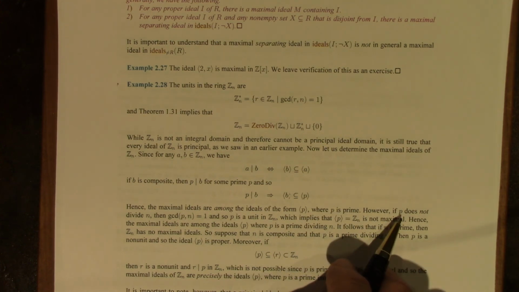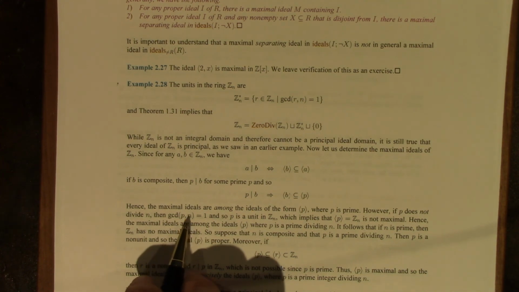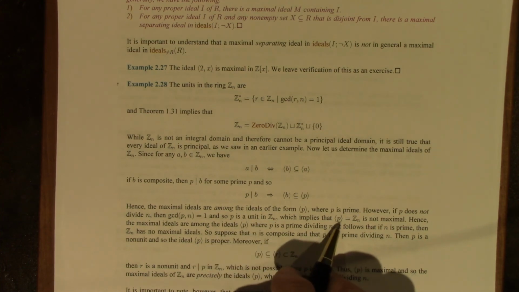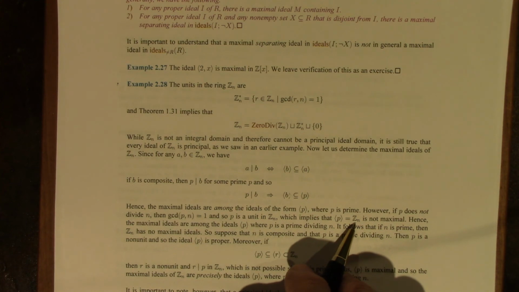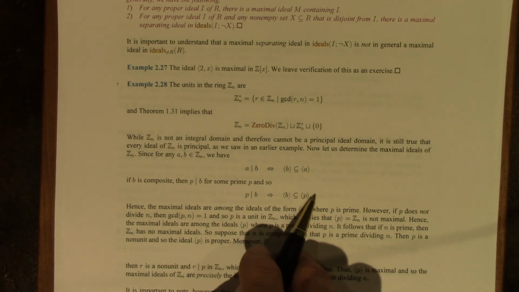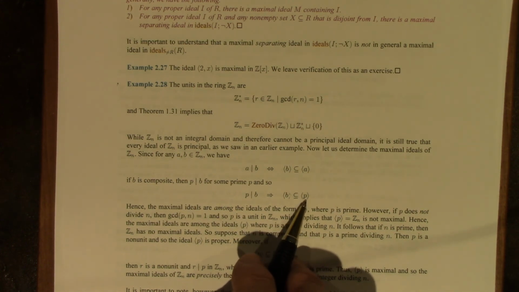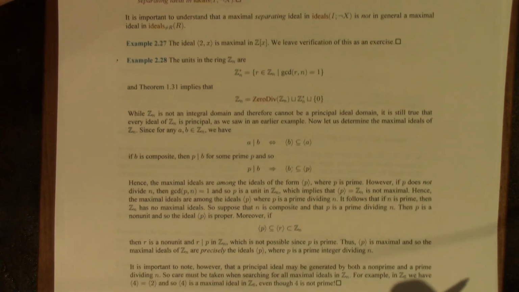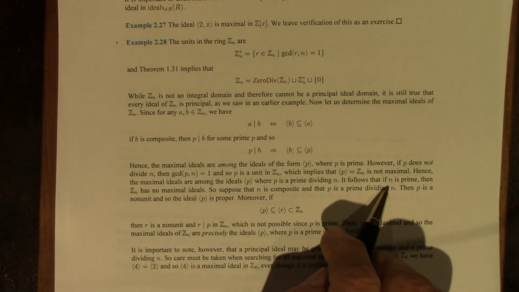If P does not divide n, then it is relatively prime to n, and so P is a unit, and so this ideal will be all of Zn, and therefore it's not maximal. Remember, maximal means maximal among the proper ideals. So the maximal ideals are now among the set of all ideals of this form generated by a prime, where the prime divides n, prime factors of n. So if n is prime, there are no maximal ideals.